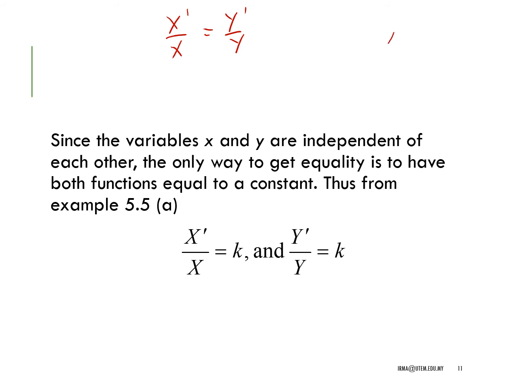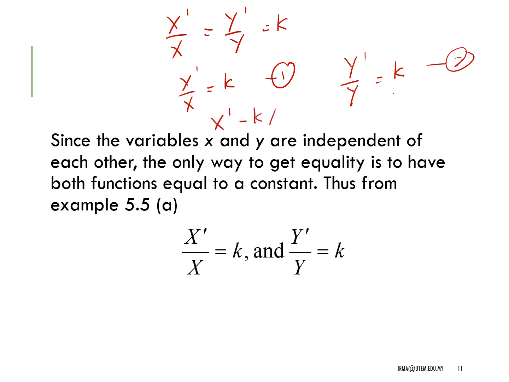So we equate it to a constant k, and therefore we will have two equations. One is x prime over x equal to k. This is equation 1, and equation 2 is, sorry, it's not x but y, so y prime over y equal to k. Or you can write as x prime minus kx equal to 0 for equation 1, and for equation 2 you have y prime minus ky equal to 0.